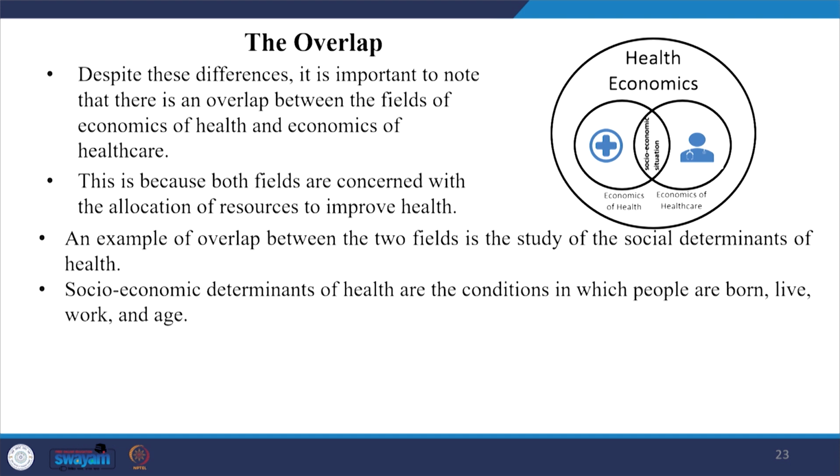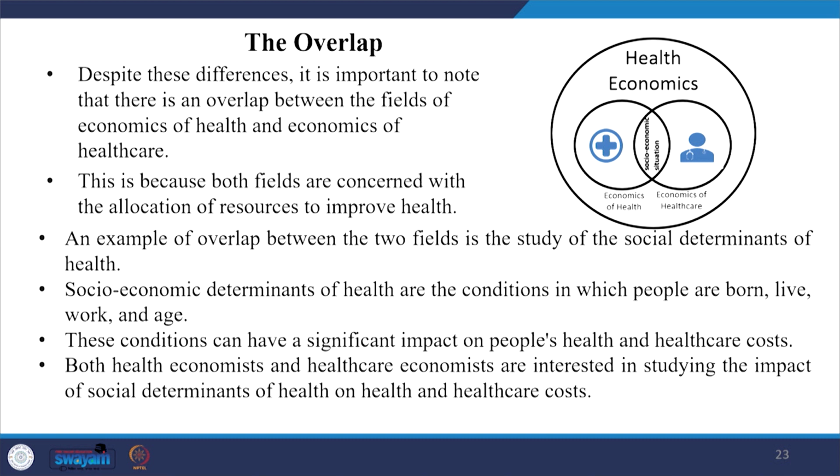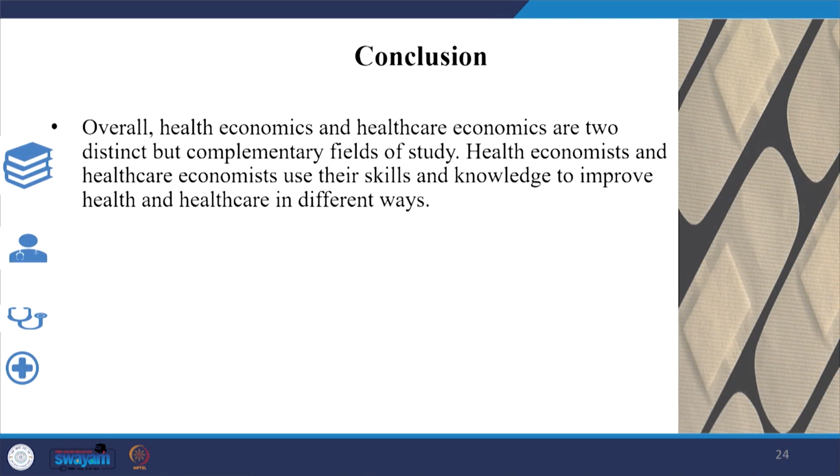Okay, so I think we have also cited some other clarifications, and these socio-economic conditions can have a significant impact on people's health and their healthcare cost. Therefore, they are overlapping in both the explanations. Both health economists and healthcare economists are interested in studying the impact of social determinants on health and healthcare cost. Okay. So, in short, we need to conclude what is the necessity of distinguishing these two. Actually, there are distinctions for specific policy designs and specific evaluations. However, there are complementarities between these two fields as well.